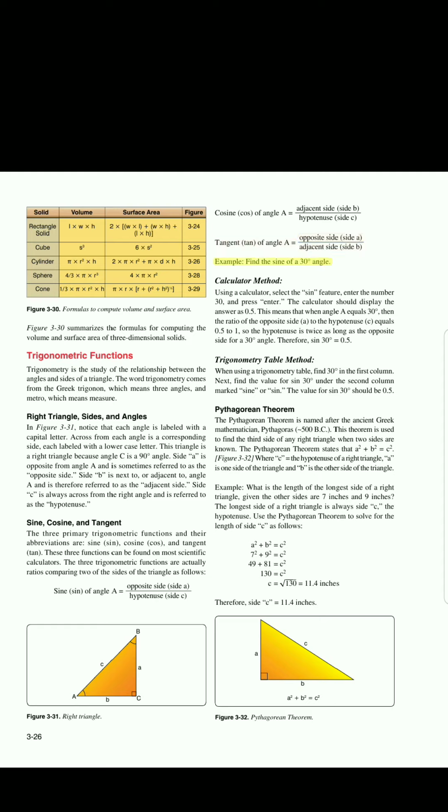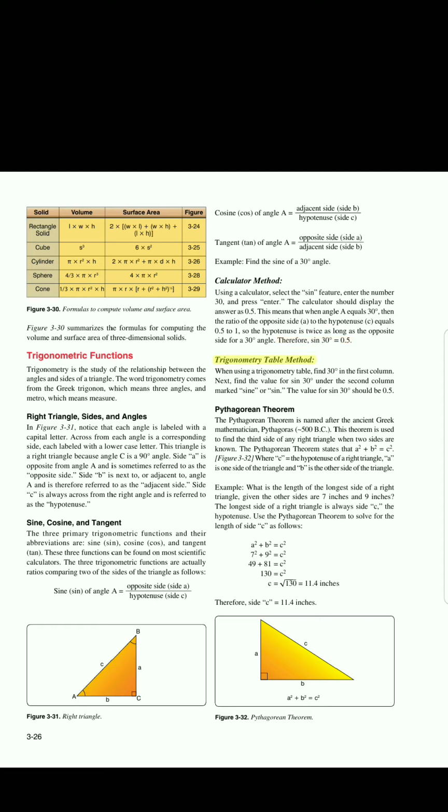Example. Find the sine of a 30 degree angle. Calculator method. Using a calculator, select the sin feature, enter the number 30, and press enter. The calculator should display the answer as 0.5. This means that when angle A equals 30 degrees, then the ratio of the opposite side, A, to the hypotenuse, C, equals 0.5 to 1. So the hypotenuse is twice as long as the opposite side for a 30 degree angle. Therefore, sin 30 degrees equals 0.5.